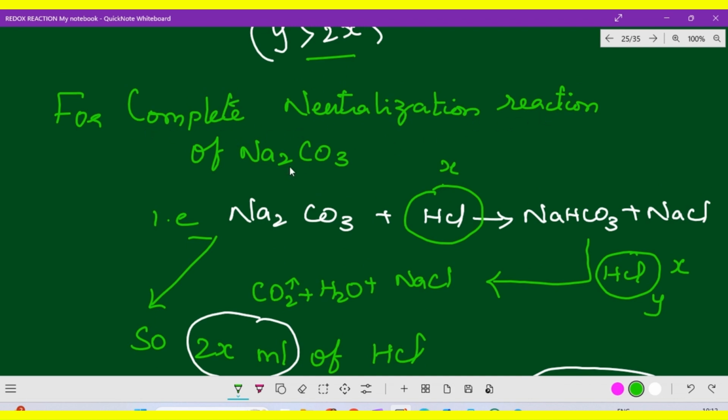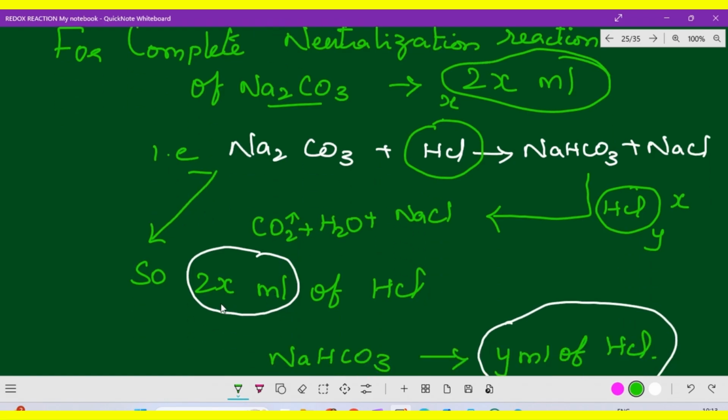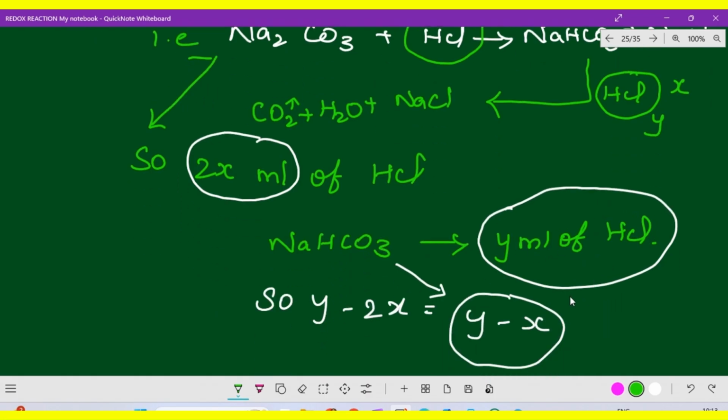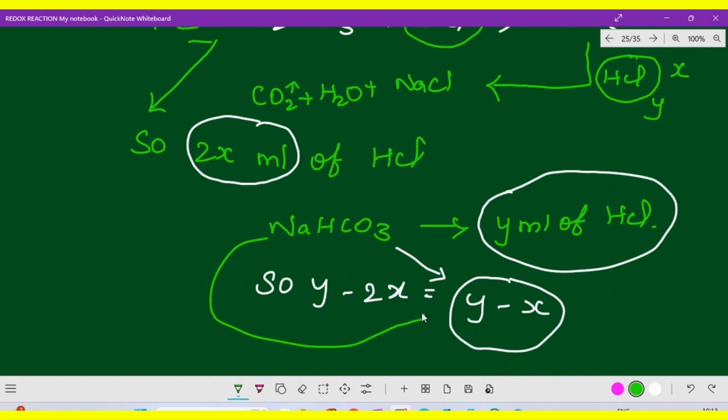So for complete neutralization of Na2CO3, we need 2x mL, we required 2x mL to complete that reaction. So Na2CO3 plus HCl gives NaHCO3 plus NaCl. Then NaHCO3 plus HCl, you are getting sodium chloride, water, and carbon dioxide. So here 2x mL of HCl. Now for NaHCO3, y mL of HCl. So for NaHCO3 you are getting y minus x.